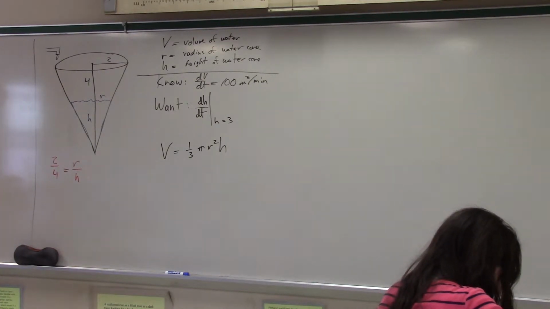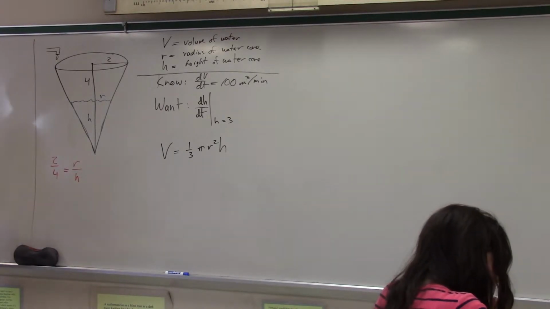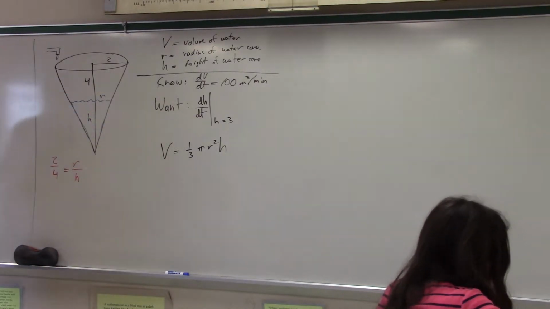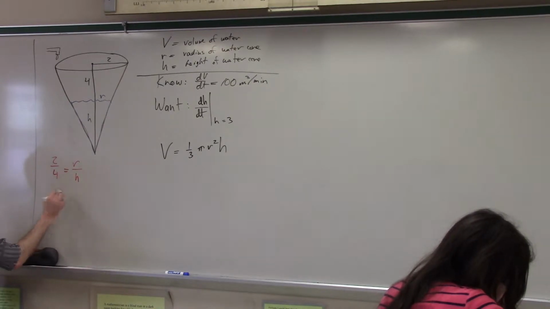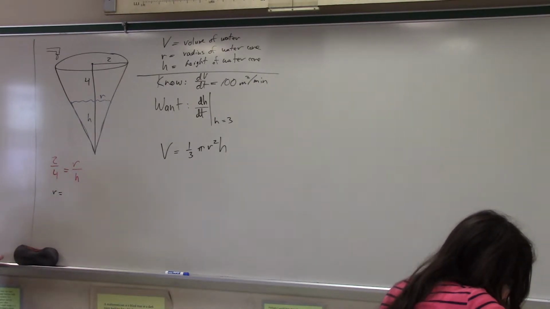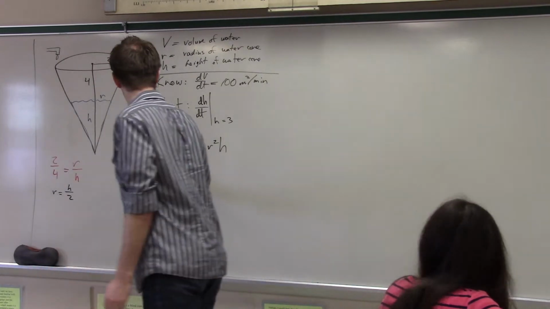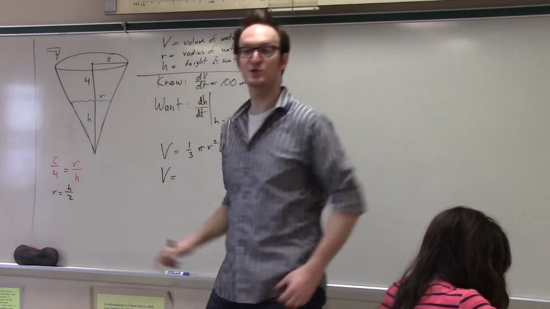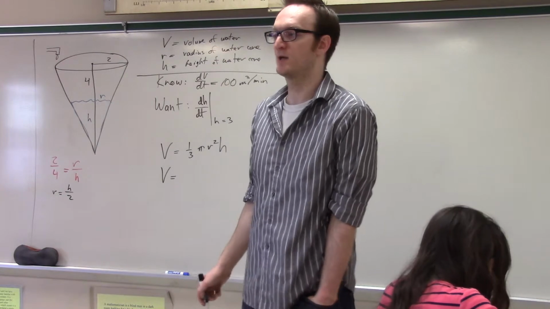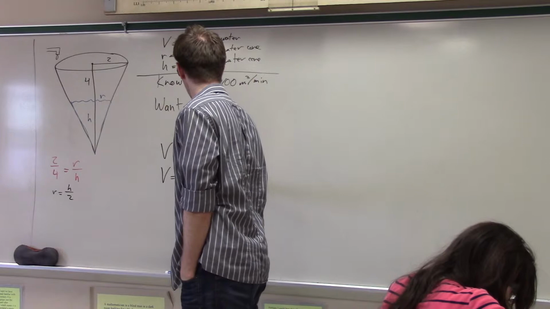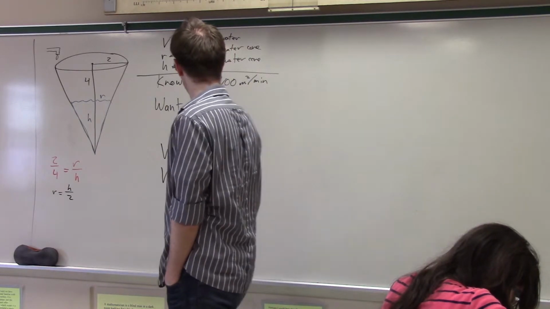All right, which variable should I solve for? Which variable do I want to get rid of? R. I want to get rid of R, right? Because for my final answer, I'm interested in dH dt. So what is R? R is H over 2. And since R is H over 2, prior to differentiating, I can plug in H over 2 for R. Do you guys see where this is going? Yeah. And make this much simpler. So this is pi over 3 times H over 2 H.